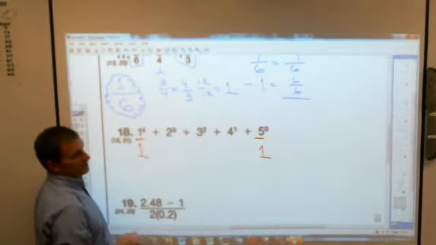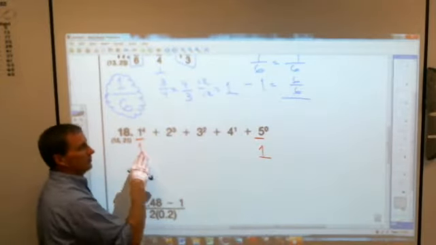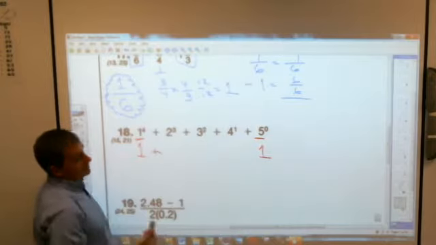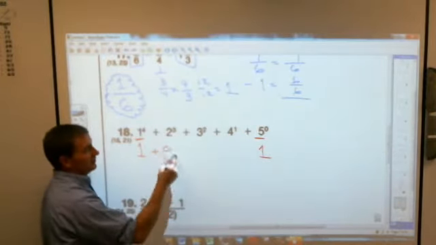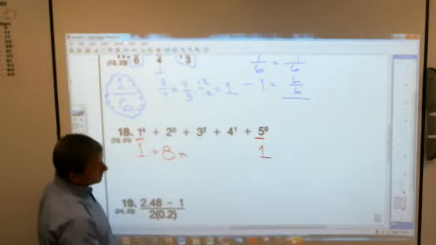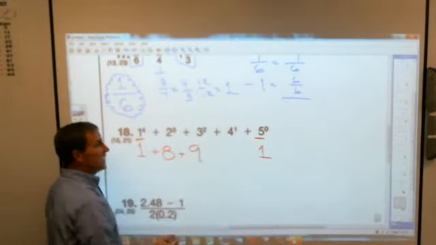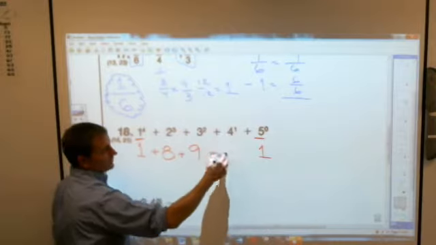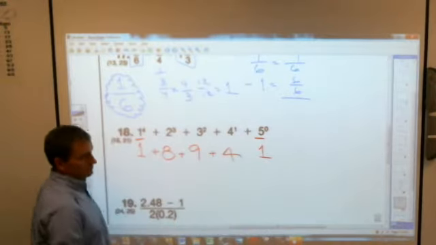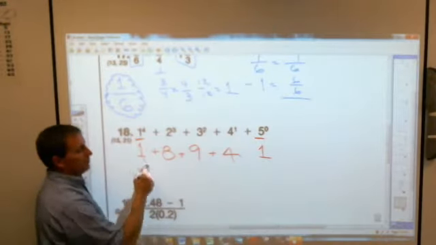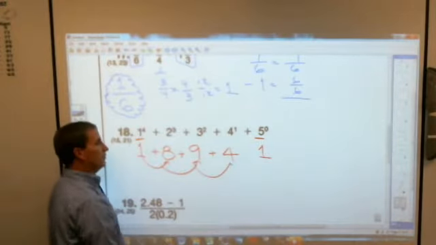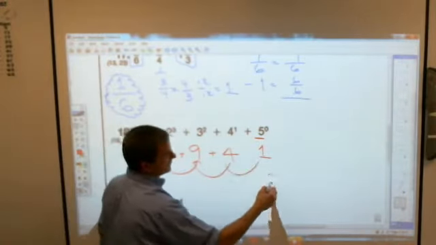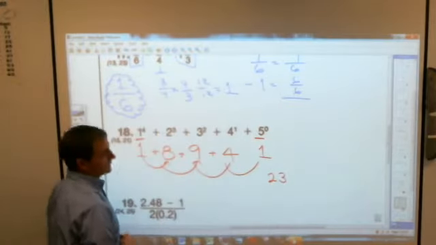PEMDAS says you have to do exponents before we do anything else. So 1 to the 4th is 1. 2 to the 3rd power is not 6. 2 to the 3rd power is 2 times 2 times 2, which is 8. 3 to the 2nd power is also not 6. It's 3 times 3, which is 9. And anything to the 1st power is itself. 1 plus 8 is 9. 9 plus 9 is 18. Plus 4 is 22. Plus 1 is 23.